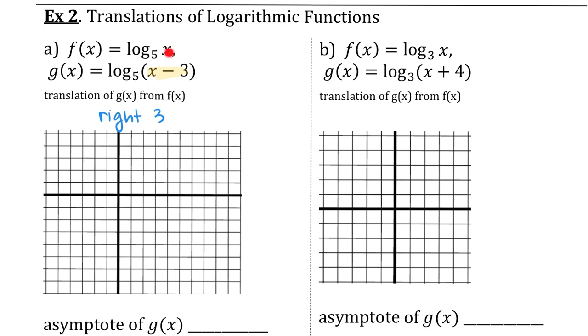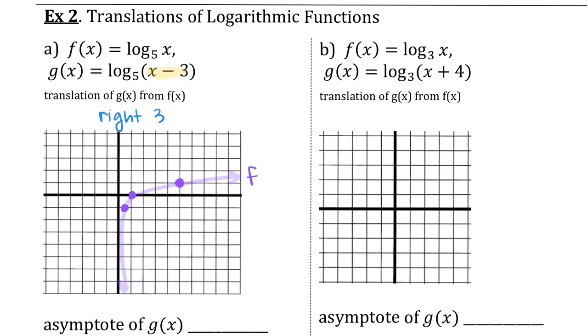Okay, so let's start with f of x. The base is 5. So if I do 5, 1, 2, 3, 4, 5, I get 1. The x-intercept is 1, 0. And if I do 1/5, I get -1. I'm going to draw this in and label it so I don't mix up my points. It goes down on this side, flattens out on this side. Okay, and which one is this? This is f of x.